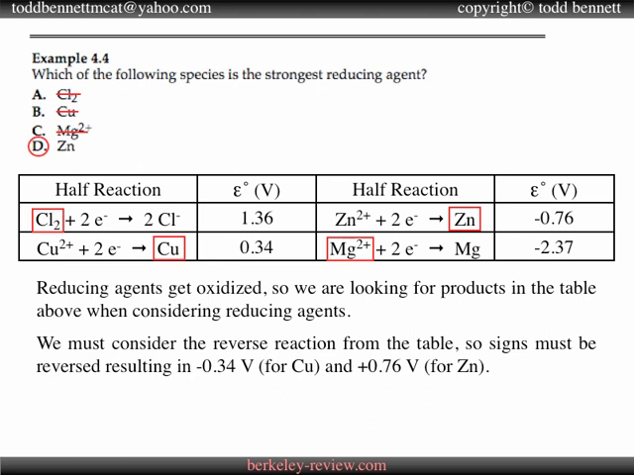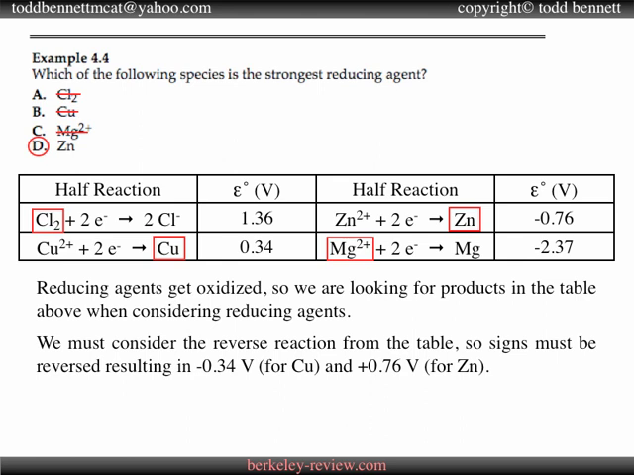You could do it in terms of periodic trends if you wanted to. And so reducing agents get oxidized. You know that Cl is a halogen, doesn't want to give up electrons, it wants to gain electrons. So Cl2 is not going to go to Cl2 plus. You probably could have gotten rid of that one. And Mg2 plus, it's already given away 2 electrons when it went from magnesium metal to Mg2 plus. It's not going to give any more away. It's already done giving off.